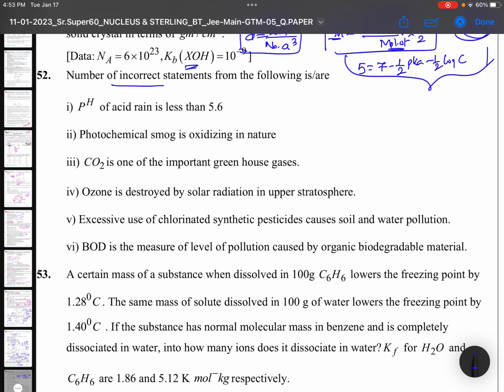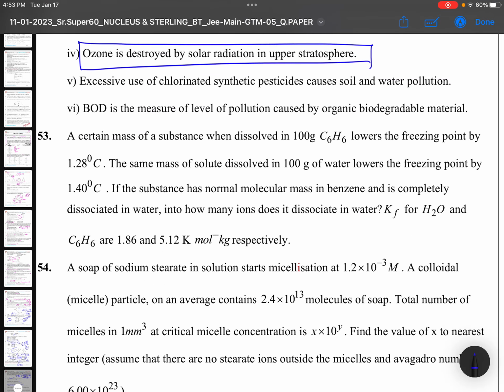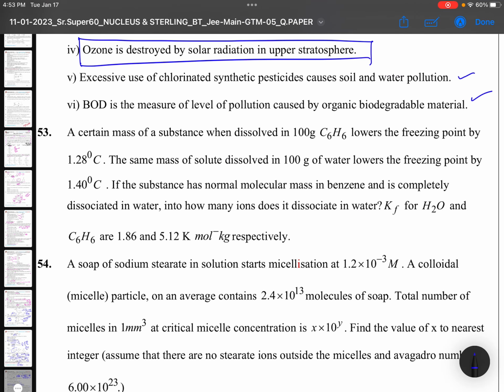Incorrect statements. pH of acid rain, NCERT statements. Ozone is destroyed by solar radiations in upper atmosphere. No, this is a wrong statement. Remaining all are NCERT statements as it is.